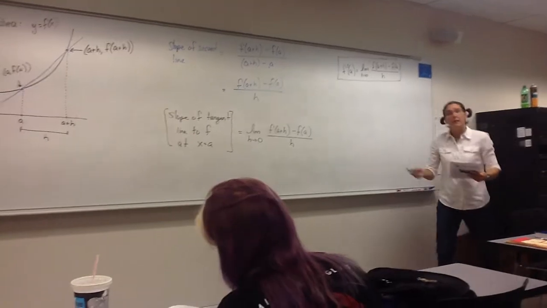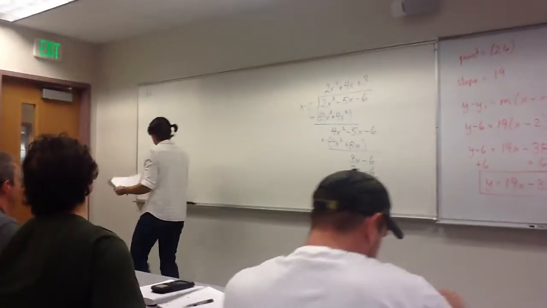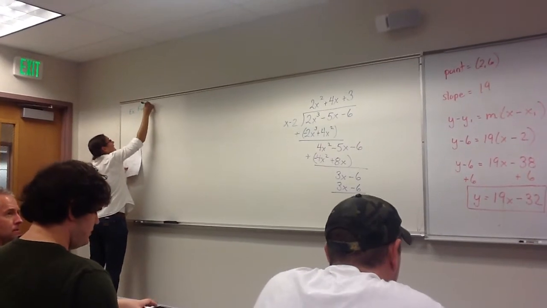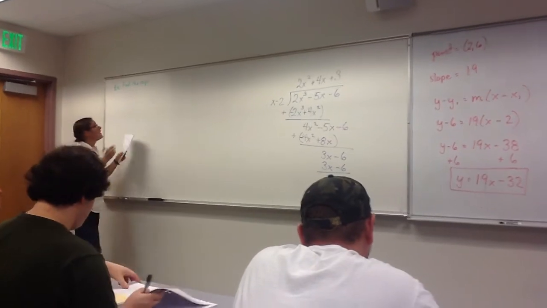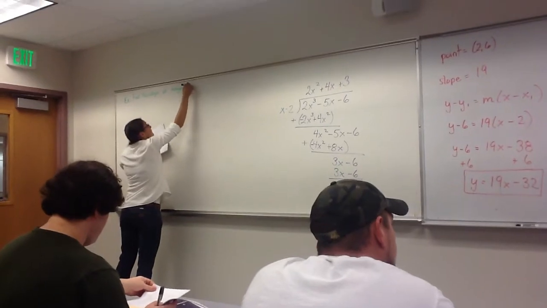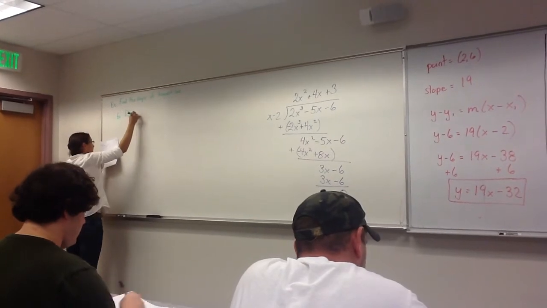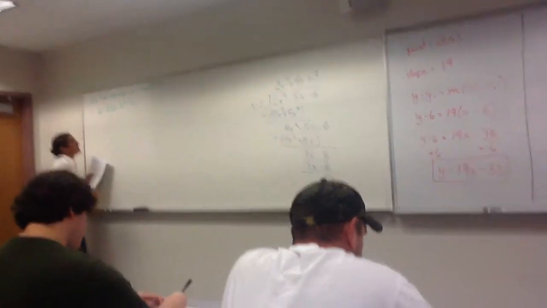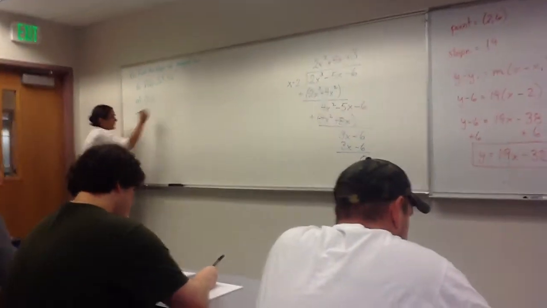Okay, so let's take a look at an example using this particular version of our derivative. All right. So let's find the slope of a tangent line to the function f of x is equal to 3x squared minus 5x at the point 2, 2.